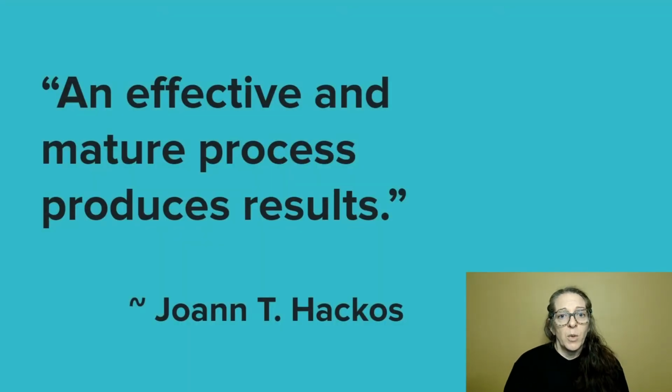So as an example, we'll explore one iteration of the maturity model developed by Joanne T. Hackos in the mid-90s. This is focused on information processes and documentation, and it's the version that we use as the basis of our own model for documentation at Wikimedia.